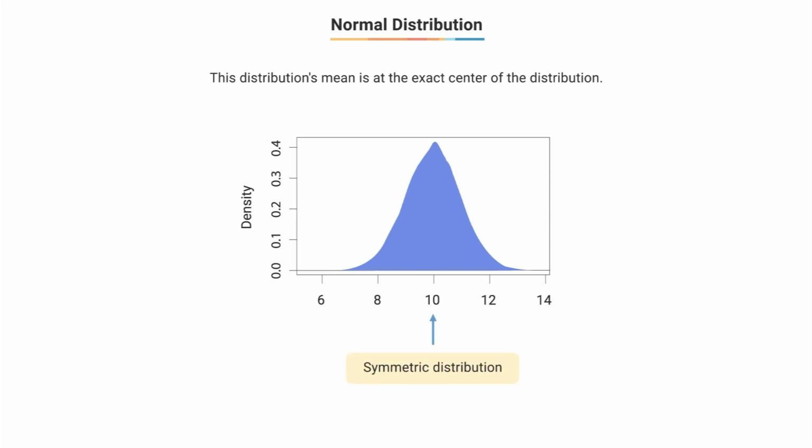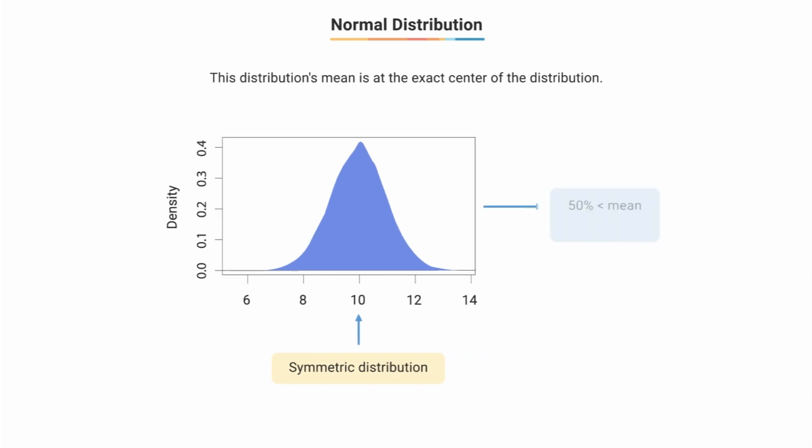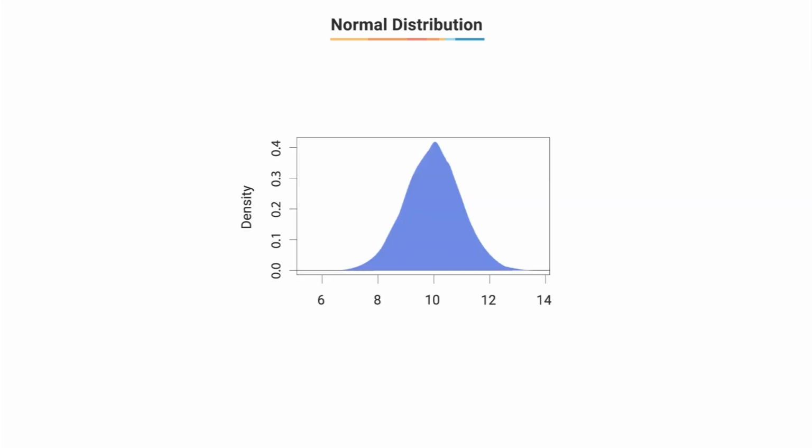Second, since the distribution is symmetric around the mean, which is 10 minutes, it means that 50% of the values are less than the mean and 50% are greater than the mean. This kind of shape is called a bell curve, as it looks like the shape of a bell.